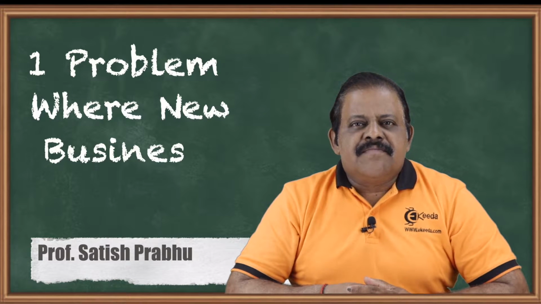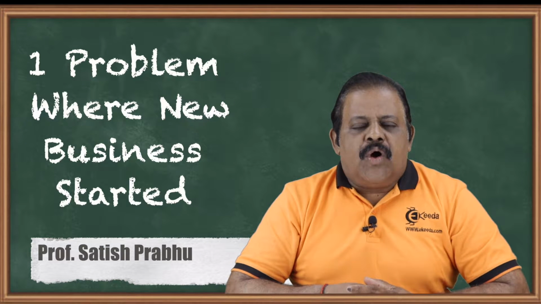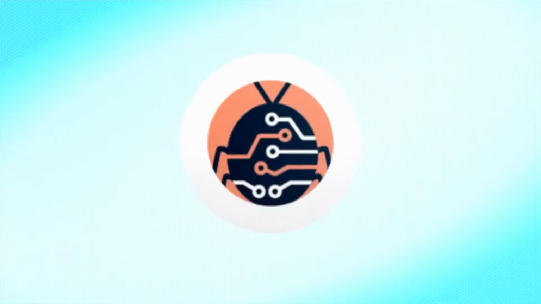Hello friends, let us do now one question of single entry where a trader has started a new business. As we are aware, under the single entry system, the trader doesn't maintain proper books of accounts. When he starts a new business, at the end of the year, how can he find out profit or loss?